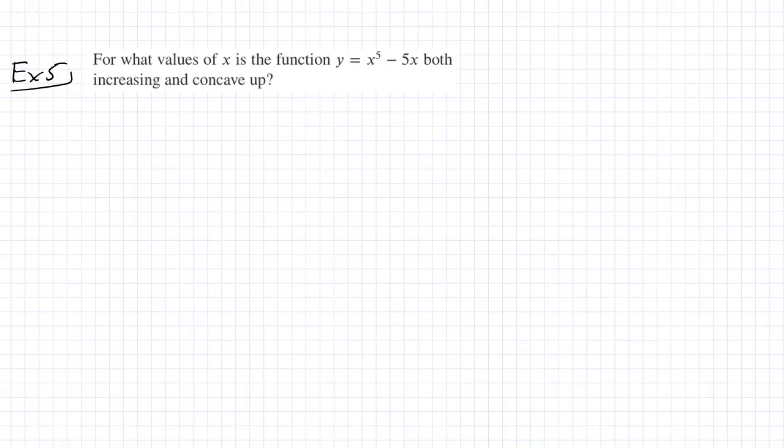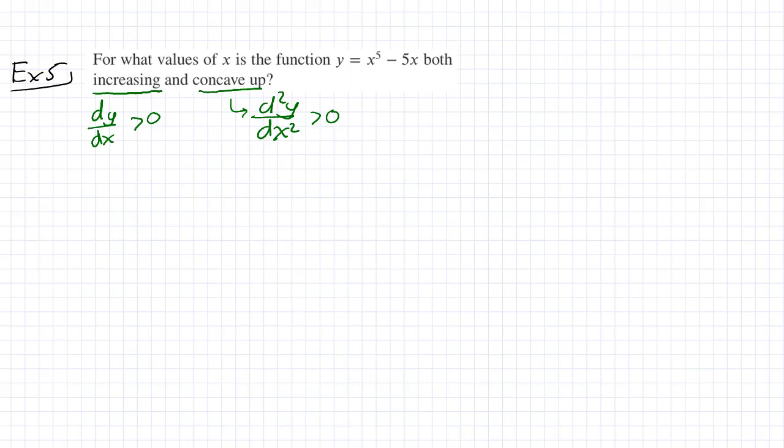For what values of x is this function both increasing and concave up? So I'll give you a big hint. This is a hard problem if you want to do the whole thing yourself. But to see where it's increasing, that's going to be where the first derivative is greater than 0, or maybe equal to 0. And it's concave up basically where the second derivative is greater than 0. So we want to see what values of x make both of those things true.